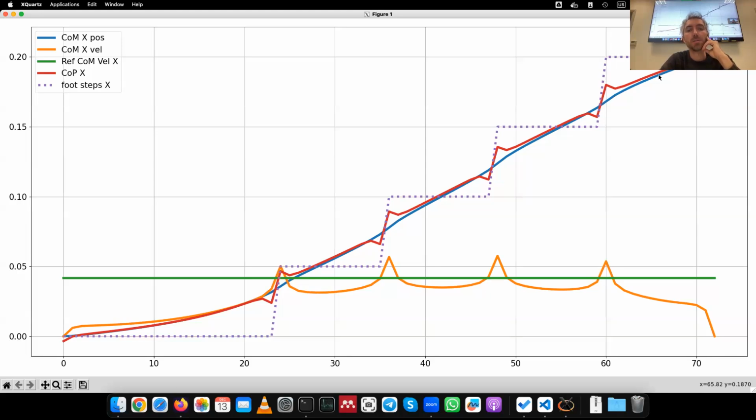If you think about it, it makes sense. If you want to maintain your velocity constant, it means that your acceleration must be 0. And the LIPM model says that the acceleration is proportional to the difference between center of pressure and center of mass. So if you want your acceleration to be almost 0, your center of pressure should be very close to your center of mass. And this is what is happening here.